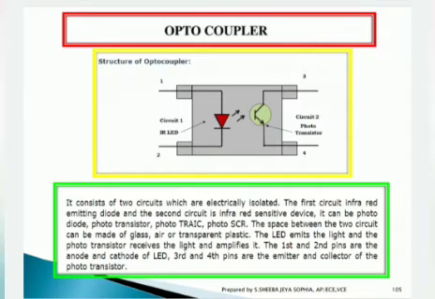The LED emits the light and the phototransistor receives the light and amplifies it. The first and second pins are the anode and cathode of the LED. Third and fourth pins are the emitter and collector of the phototransistor.